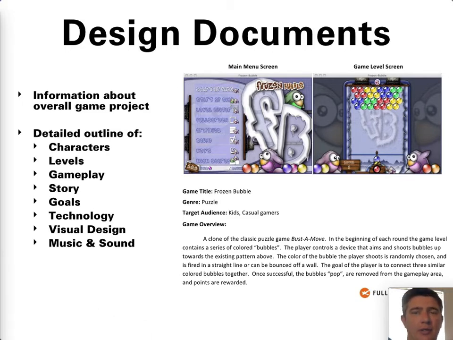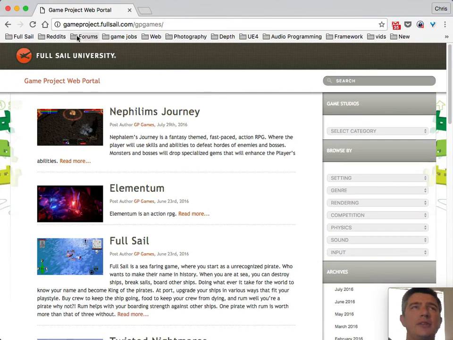And I jumped over to this website, gameproject.fullsail.com/gpgames. This is a website run by the Game Development Degree Program, and these are final projects from students in the game development program. They are divided up into a certain number of teams each month. They have a number of months to work on their project, and they create a game.